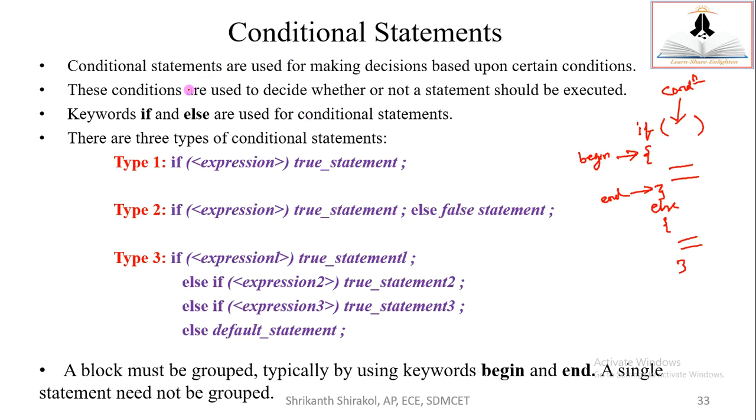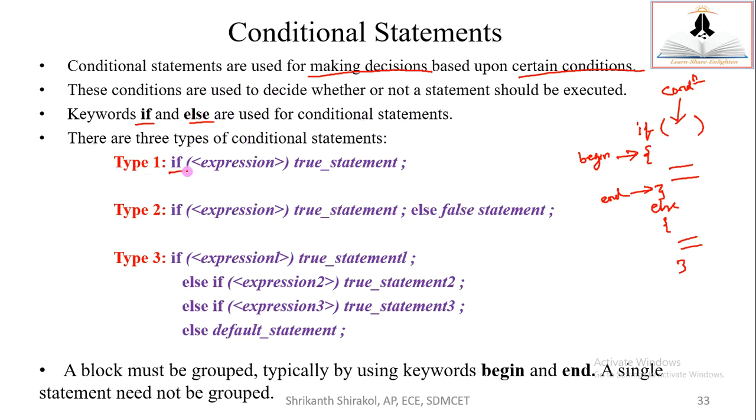Now we'll start studying about Verilog constructs of conditional statements, the if else statement. Conditional statements are used for making decisions. Like if this happens, what should be my process? If this happens, what should be my other action to be taken? So that is what you need to do here. So the if else statement does decision making upon certain conditions. This condition you need to mention, like upon what the respective actions should be taken. So these conditions are used to decide whether or not a statement should be executed. Keywords used are if and else.